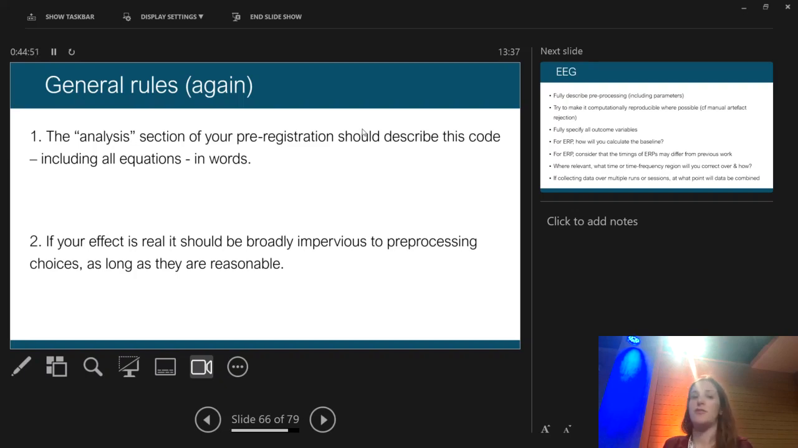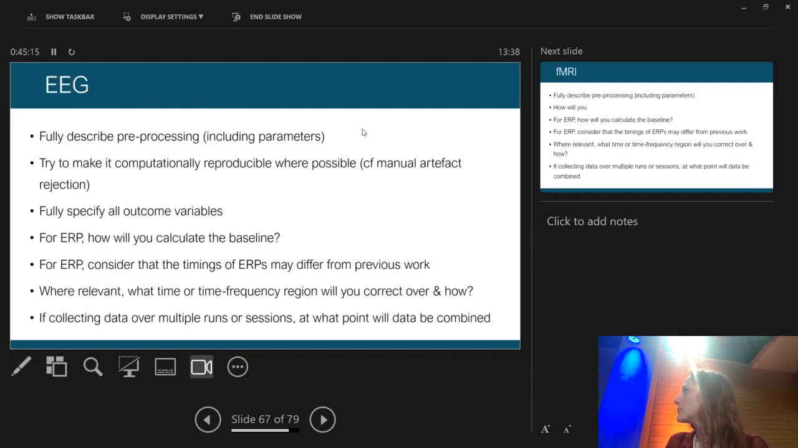If you are pre-registering something like, say, EEG, just analyze your pilot data and write up what you've put in your code. And it's going to be the most thorough pre-registration you can have. And the specific choices you make, again, shouldn't matter hugely, as long as they're reasonable choices.